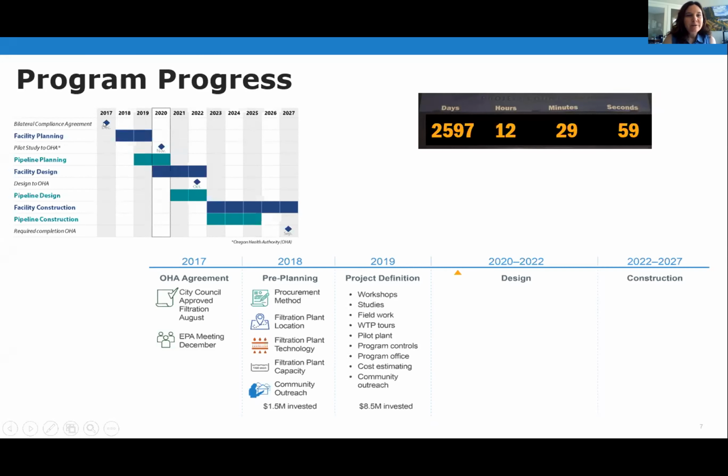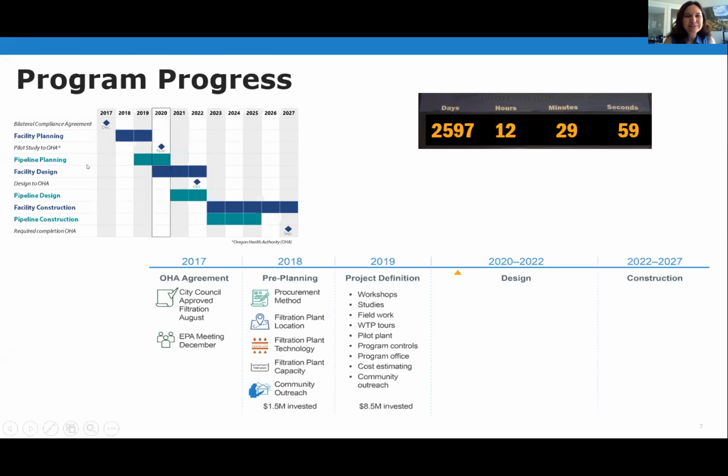Now, to get from our bilateral compliance agreement that was made in 2017 to our required completion from the Oregon Health Authority by 27, we only have 2,597 days, 12 hours, and 29 minutes. We have this countdown clock that we had in our program management office, so it's always a little scary every day when you come in and you see that number ticking down by the second.